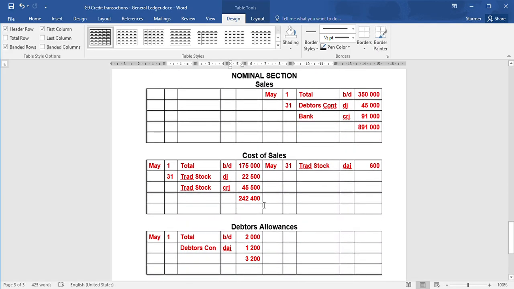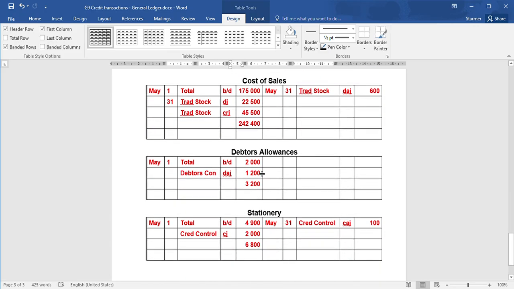Now, cost of sales, we've got things on both sides of the account. Not sure if you remember, with things in the nominal section where you've got entries on both sides of the account, you add up the plus side and you subtract this. So you take these three numbers and add them and minus the 600 and just write the answer over here. So if I had 20 over here and I had 5 over here, my total here would be 15. 20 minus 5. Debtors allowances, you just add up.